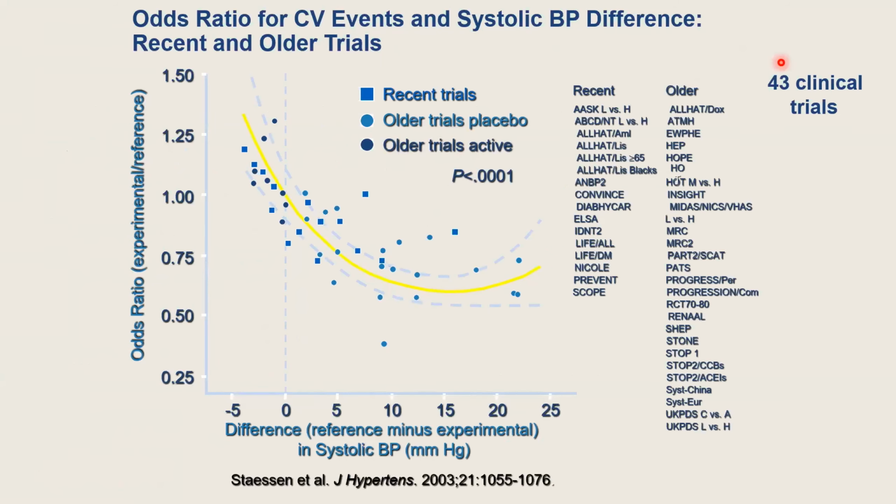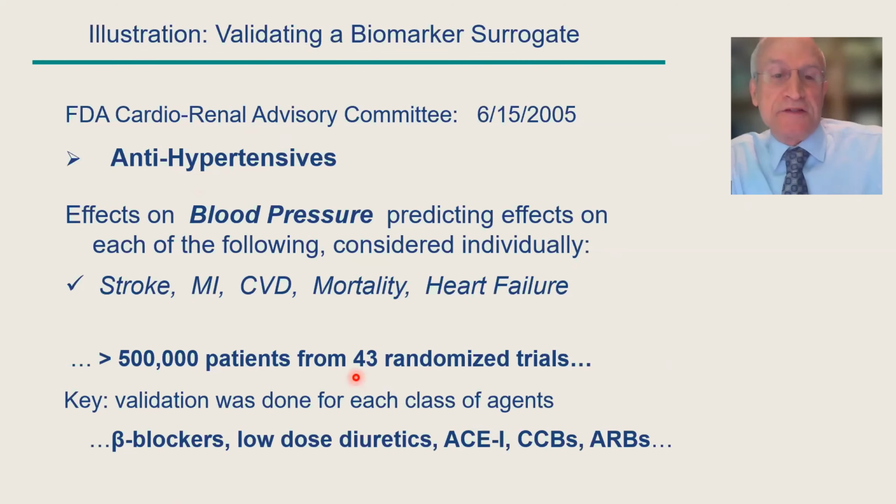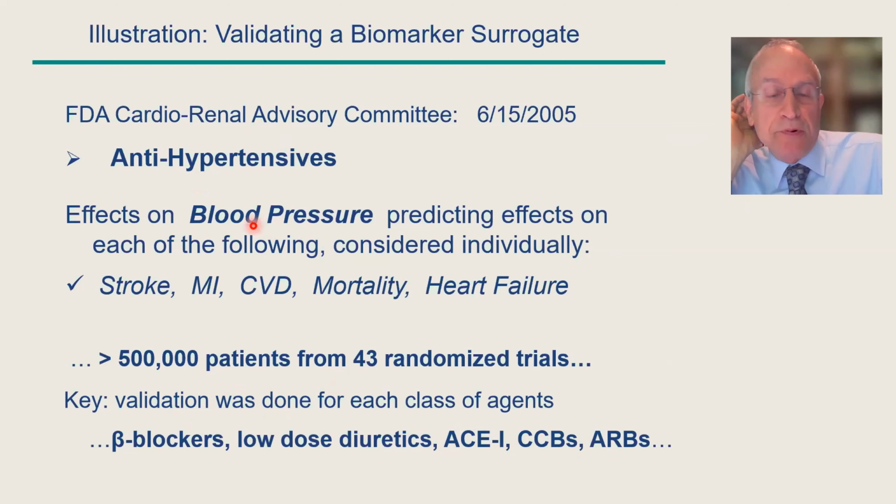The data that they provided to us was from 43 clinical trials, where each dot here is a clinical trial, a mega patient clinical trial. For each dot, the x-axis was the net benefit of the experimental arm in reducing blood pressure, and the y-axis was the net benefit on the clinical endpoints. Why 43 trials to validate blood pressure? Because the validation was done separately for each class of agents: beta blockers, low-dose diuretics, ACE inhibitors, calcium channel blockers, and angiotensin receptor blockers, because it was understood that each of these classes could have a different off-target pathway.